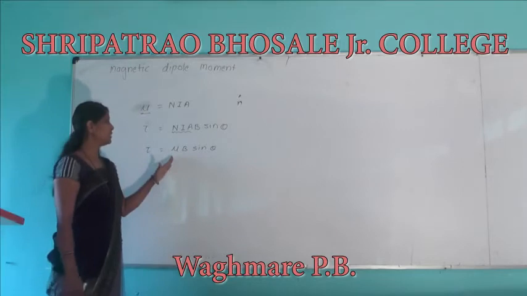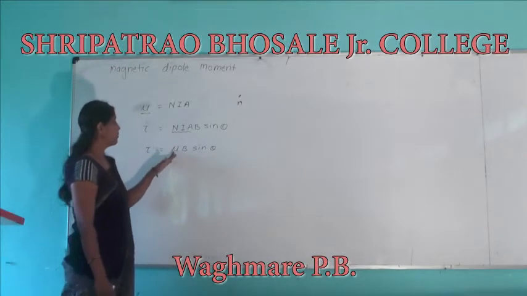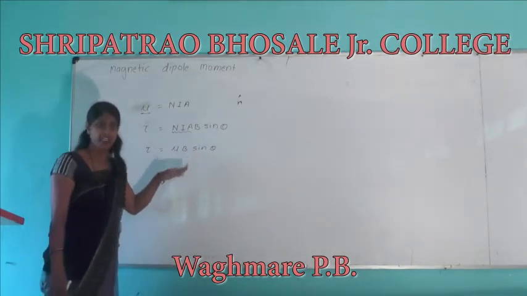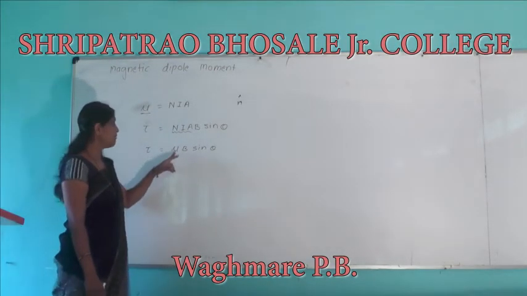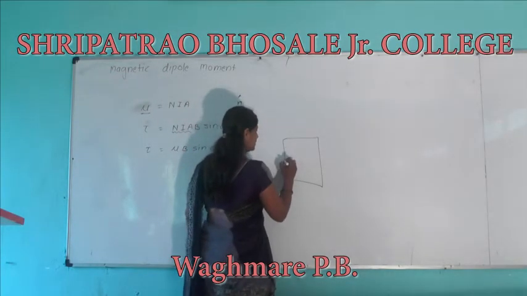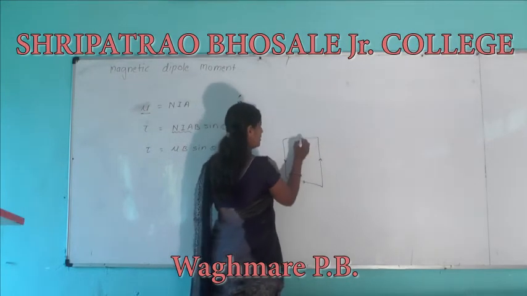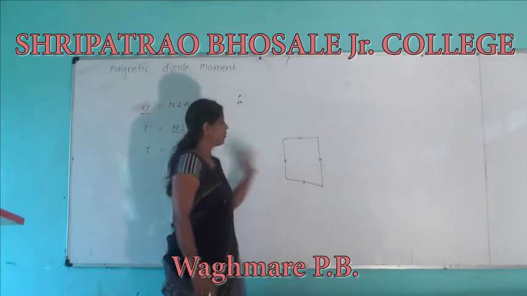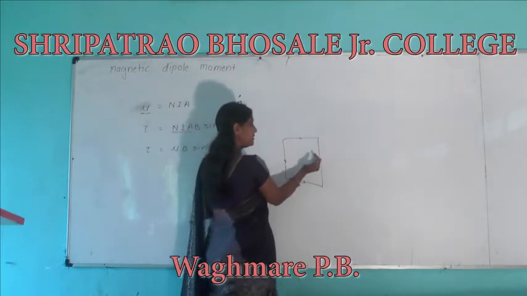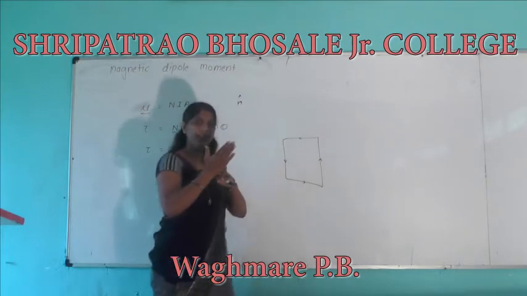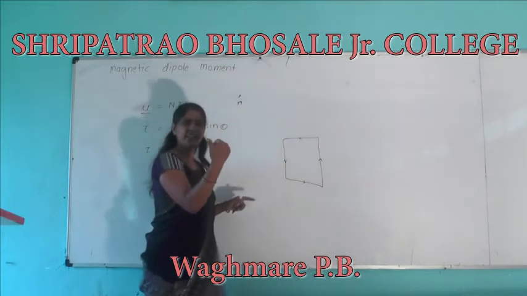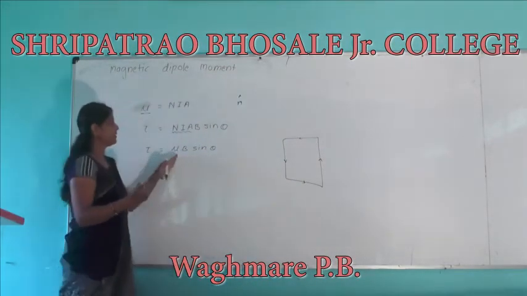We can say theta is the angle between the direction of magnetic moment and the magnetic field. But how can you find the direction of magnetic moment? Now suppose this is the coil, and this is the direction of current in the coil. Use the right hand: place the fingers in the direction of current, and then the thumb will indicate the direction of magnetic moment.